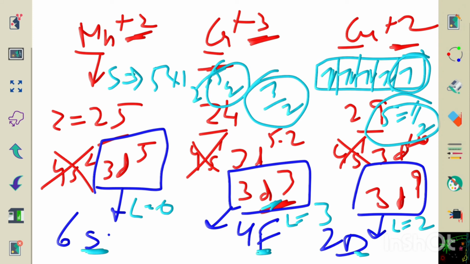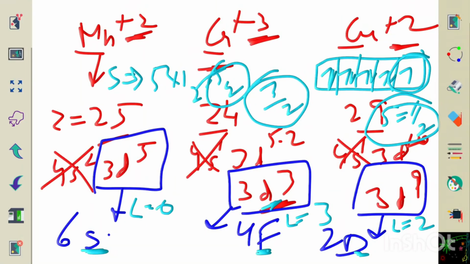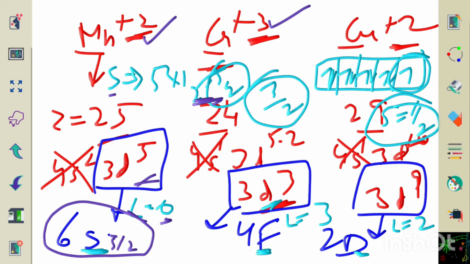Now let's calculate the J value. For manganese plus 2, because it is half filled, you will use the formula L plus S. In this case L is 0 and S is 5 by 2, so L plus S will be 5 by 2. So this is the J value.